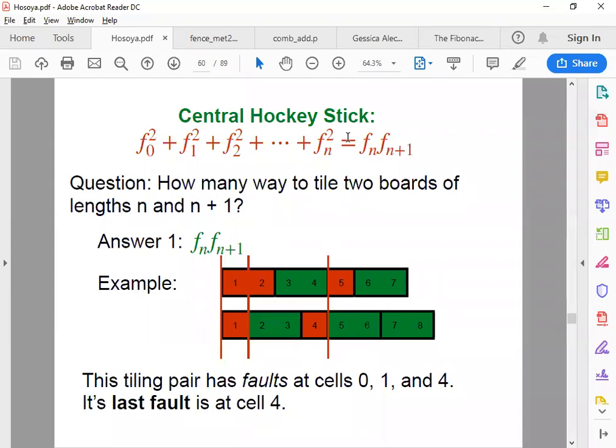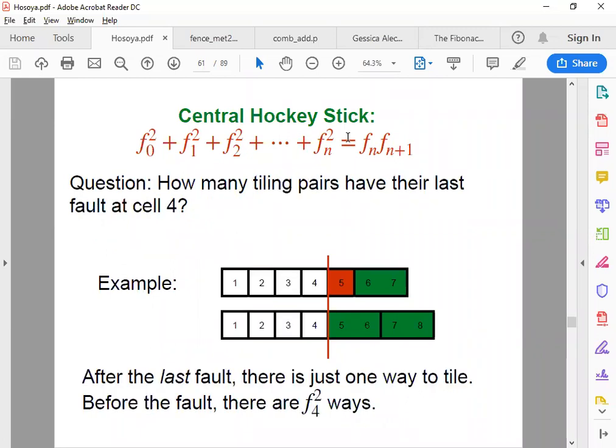And look at the last fault line, right? Where is the last fault line? After the last fault line, there's only one way to tile. You have to have a domino here, a domino here, a domino here, a square there. But you have complete freedom on how to tile the 4 cells before and the 4 cells before. So that's what's going on there.